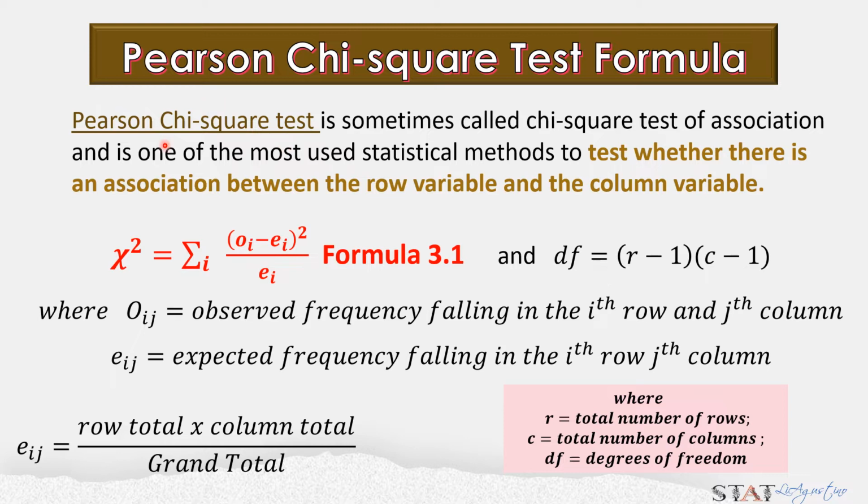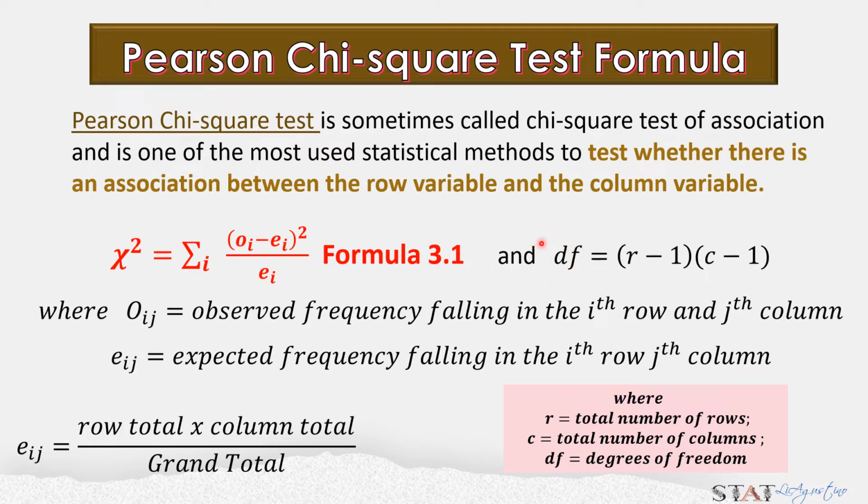Let's discuss the formula. The Pearson chi-square test is sometimes called the chi-square test of association and is one of the most used statistical methods to test whether there is an association between the row variable and the column variable. So here's how we should read the formula. This is chi-square. Chi-square is equal to the summation of O_i minus E_i quantity squared over E_i. This is our formula 3.1. And our degrees of freedom is the number of rows minus 1 multiplied by the number of columns minus 1. That's how we compute the degrees of freedom, or DF.